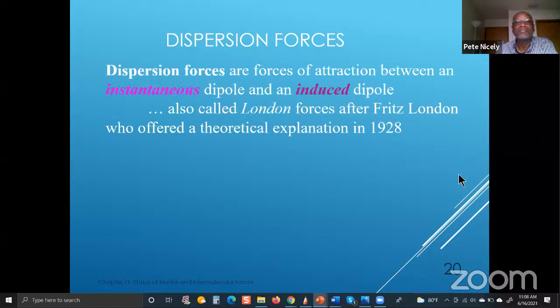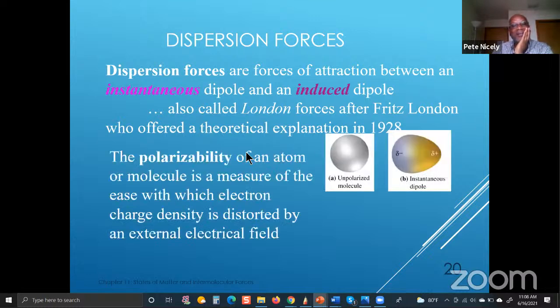Okay, so let's talk about the type of forces that exist between molecules and ions later on. But for now, we're going to talk about molecules. We have what are known as dispersion forces. Dispersion forces are basically the force of attraction between the instantaneous dipole of one molecule and an induced dipole of another molecule. And these are also called London forces, named after the person who offered this particular explanation for the fact that you have intermolecular forces between nonpolar molecules.